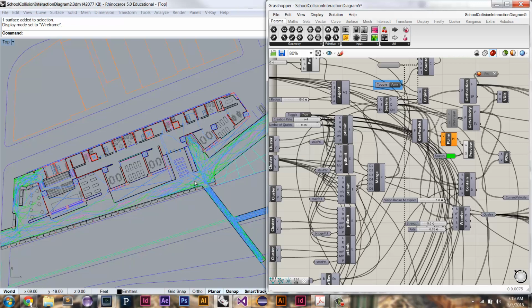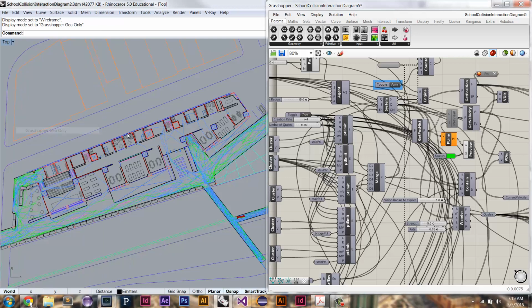What you should eventually get is a diagrammatic analysis of where the areas of interaction are. So this could be used to discover or validate where you think the areas of interaction are for your architecture project. So I have this floor plan.